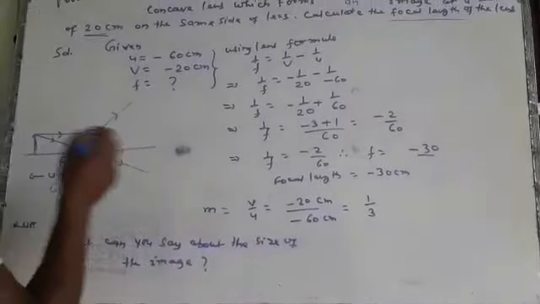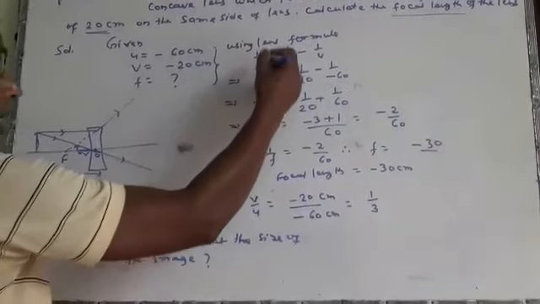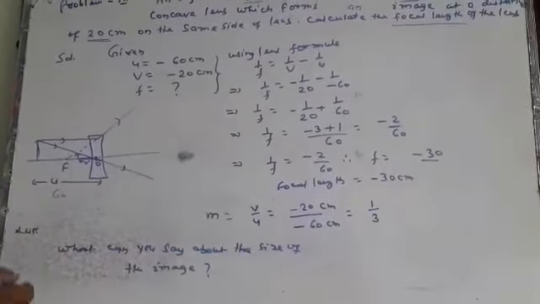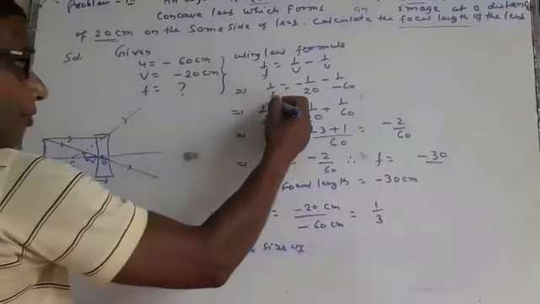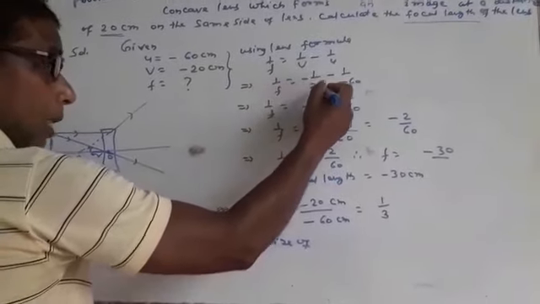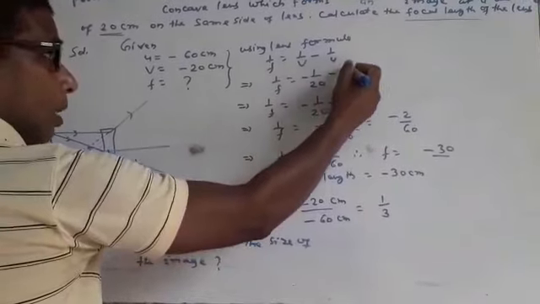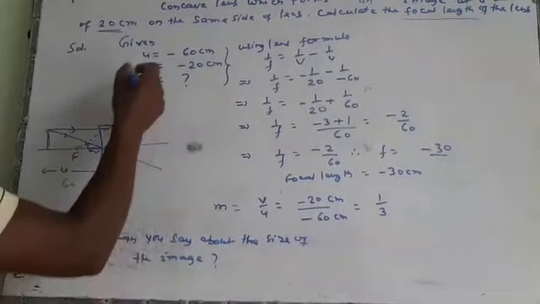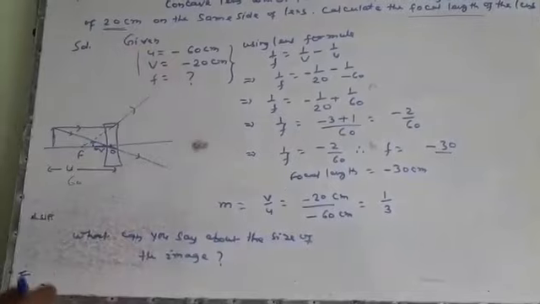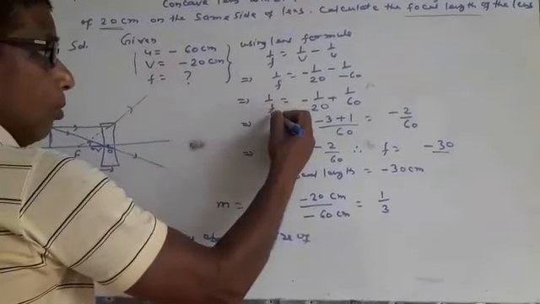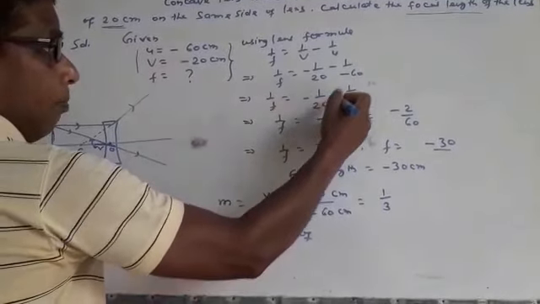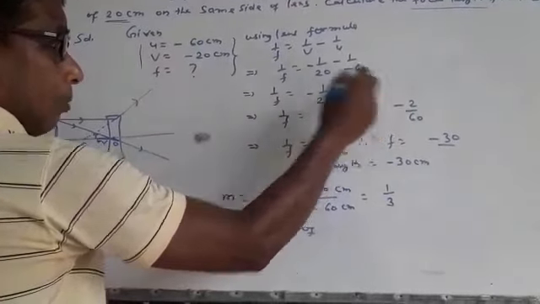Okay. Now use the formula once again here. 1 by f equal to 1 by v minus 1 by u. 1 by f equal to minus 1 by 20 minus 1 by minus 60, because we have to use the sign convention here. 1 by f equal to minus 1 by 20 plus 1 by 60, since minus minus becomes plus.